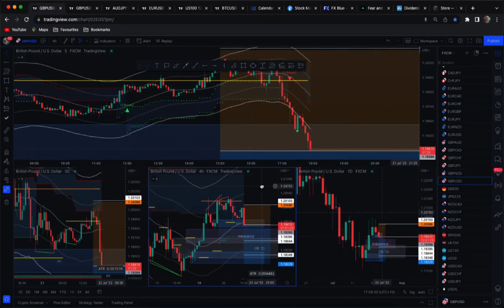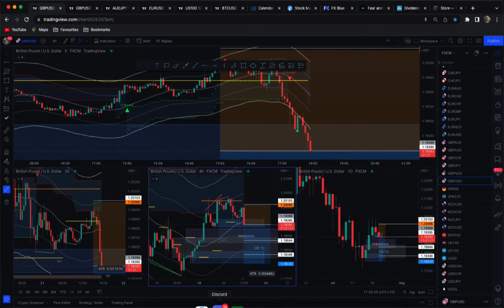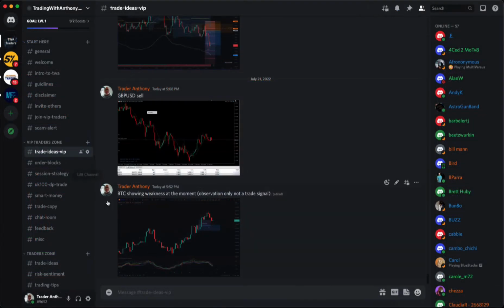But here's the thing. Let's just take this to another level here. I posted this trade signal into my Discord today. This one went into VIP.